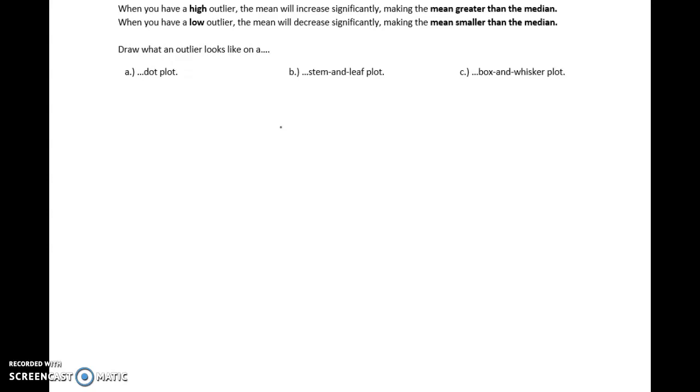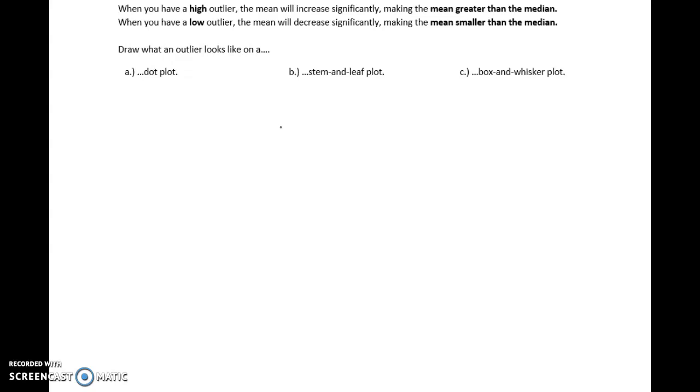Hello, everyone. What we're going to talk about today is the effect that outliers have. Yesterday, the assignment that I asked you to do was for you to see what happened to the mean and the median when you had outliers. And what you should have realized is that when you had outliers, the median didn't change much because it was just adding one number to the end. But the mean did change a lot.